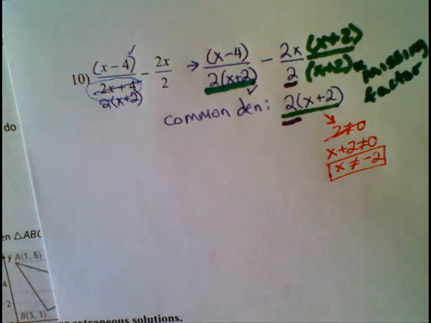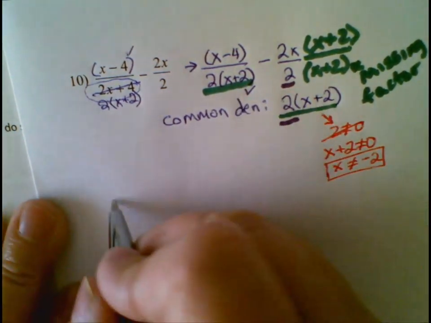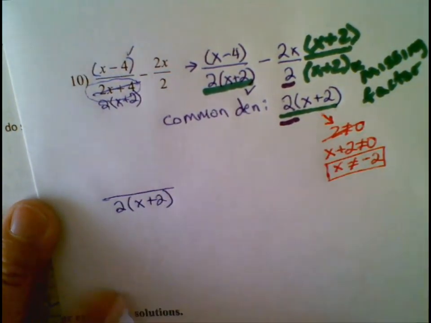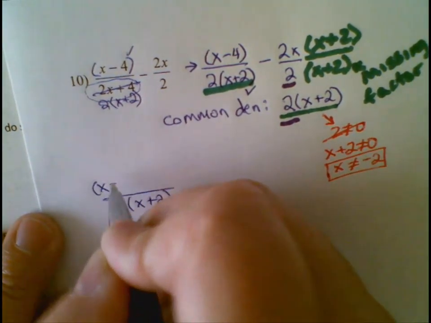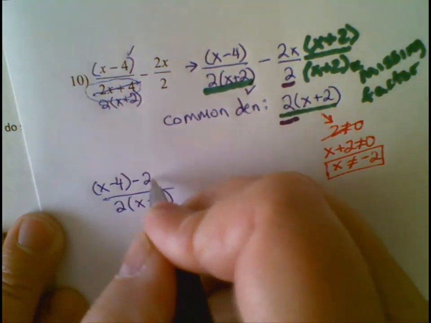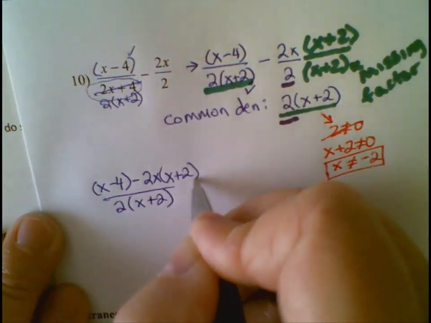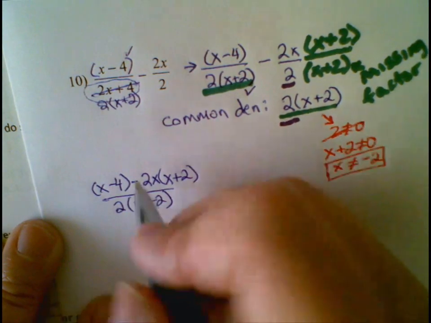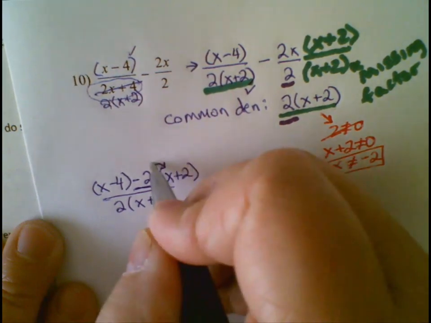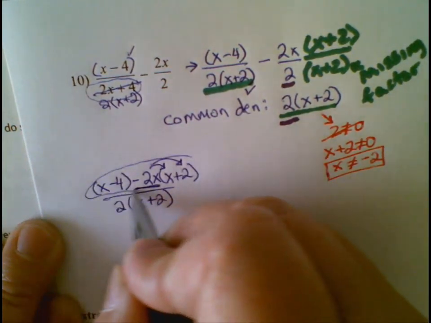All right, so got kind of a mess up here, but I now have a common denominator. So my denominator is just going to be 2 times x plus 2. On top, I have x minus 4. And now, since the denominators are the same, I can go ahead and combine this numerator. So I have x minus 4 minus 2x times x plus 2. Now, I will need to take this negative 2x and distribute it into the second factor.